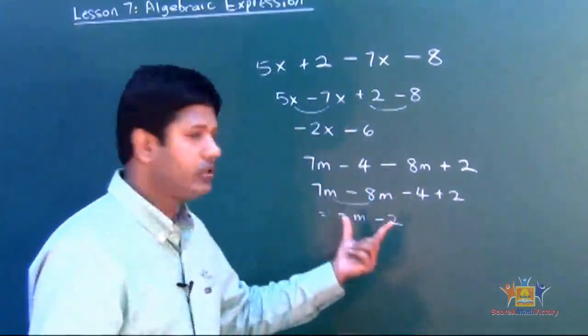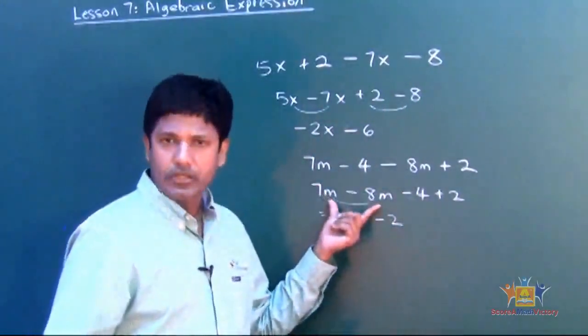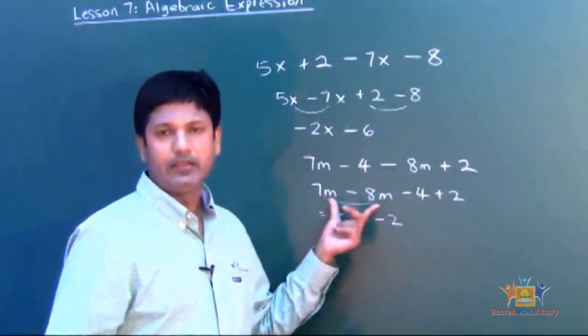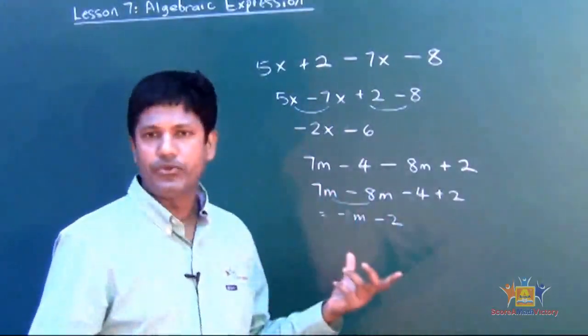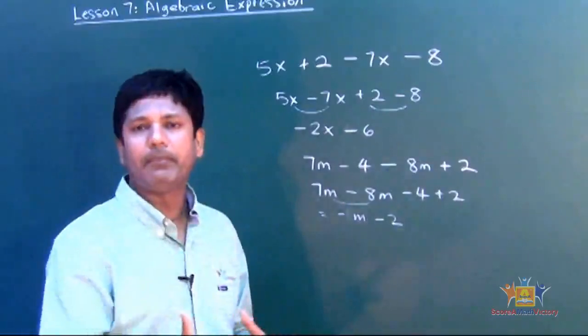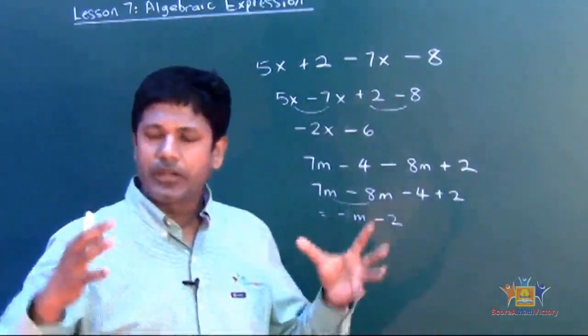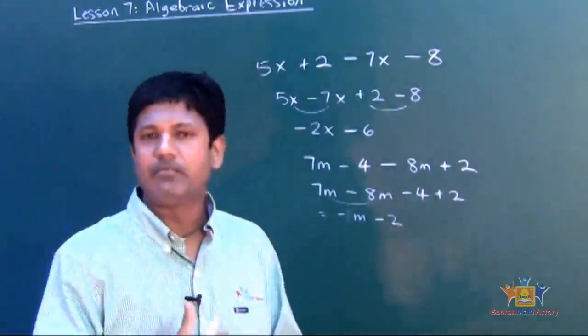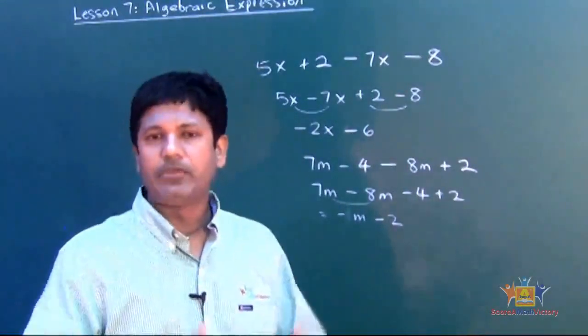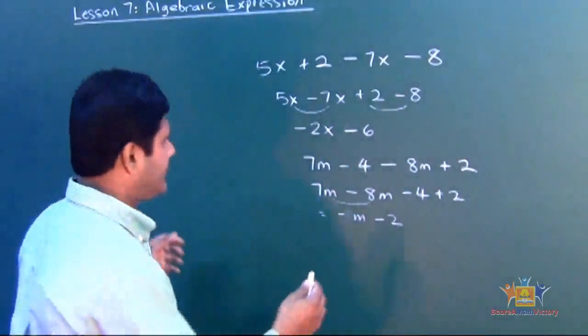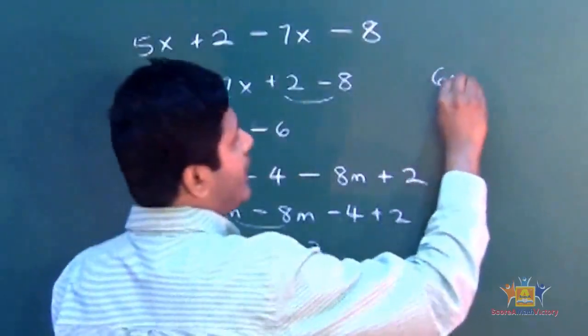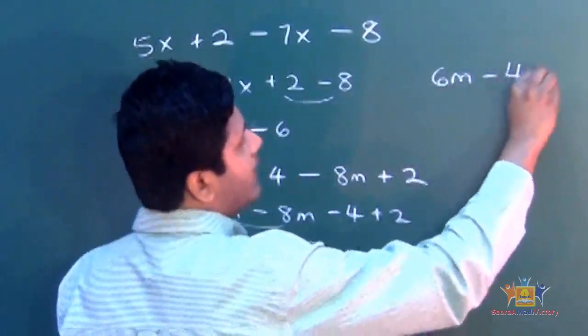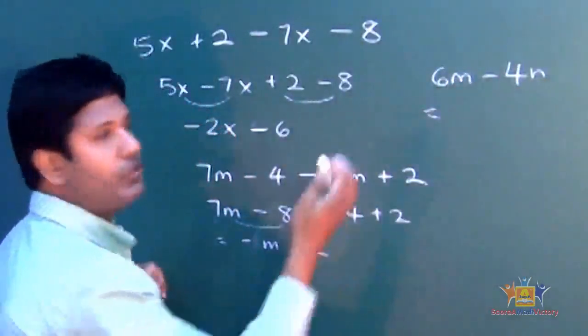Same thing, as long as the terms are alike, both having the same unknown, kind of like apple and apple, orange and orange. You can combine and subtract. If it's an orange and an apple, you cannot combine them or subtract them. You just rewrite them. Let's say for example, if I give you 6m minus 4n and ask you to solve this, you just rewrite it.